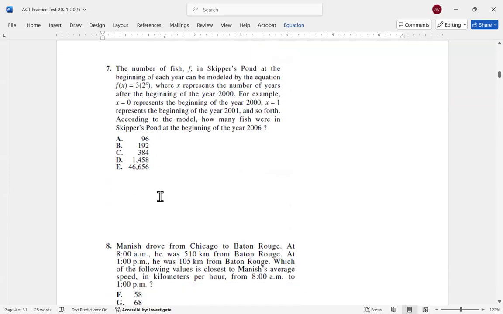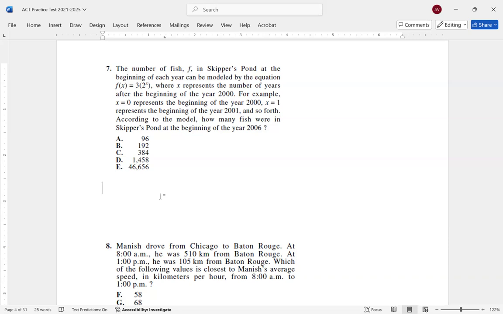Question 7. The number of fish F in Skipper's Pond at the beginning of each year can be modeled by the equation f of x is equal to 3 times the quantity 2 raised to the x power, where x represents the number of years after the beginning of the year 2000. For example, x equals 0 is 2000, x equals 1 is the beginning of 2001, and so on and so forth. According to the model, how many fish were in Skipper's Pond at the beginning of 2006?